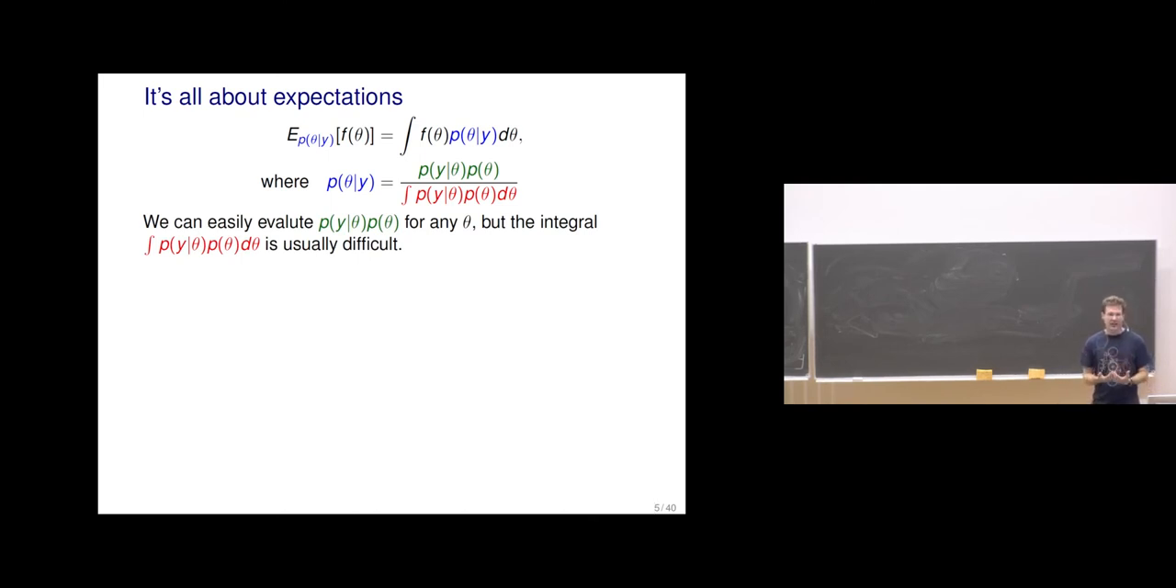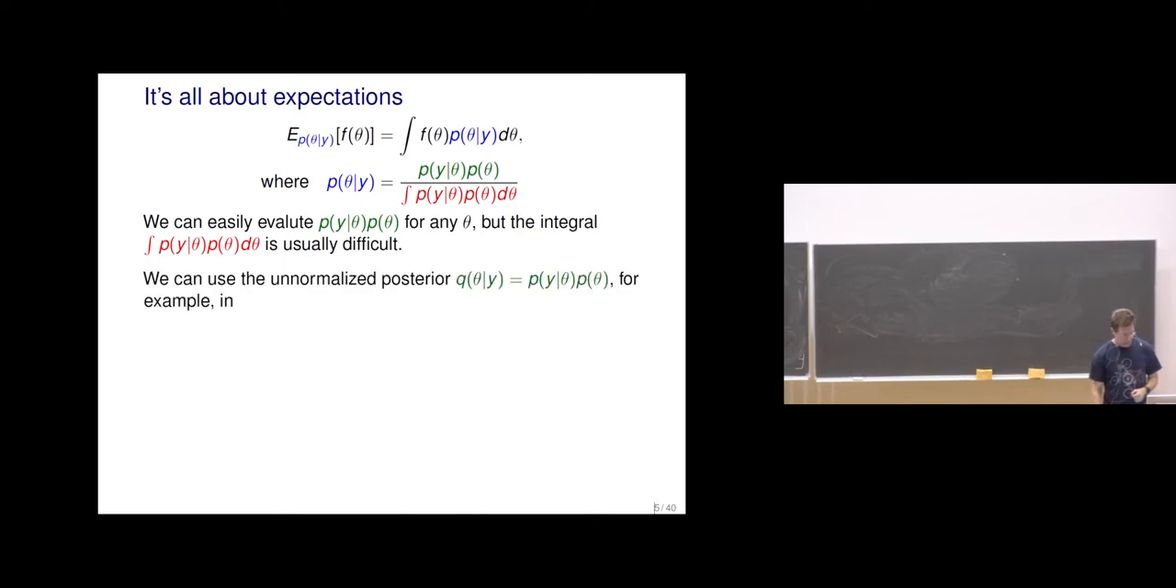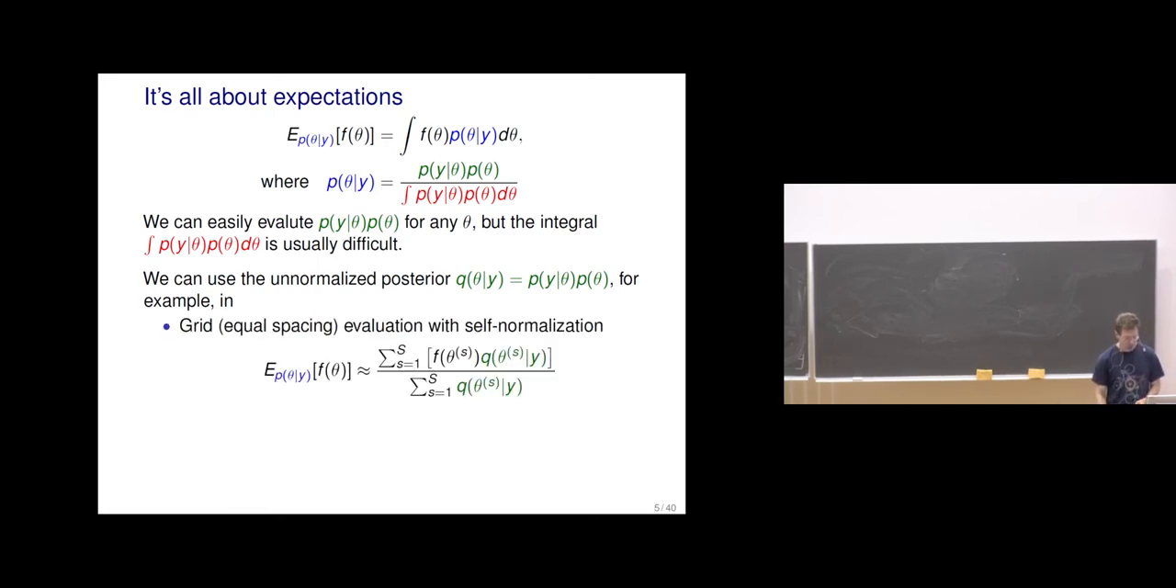There are of course also cases where we are using, for example, simulation models where it's not easy to evaluate these likelihood terms. But in this course, we are only looking at models where we can easily evaluate the likelihood term and prior term for any theta. We just need to decide for which theta values we evaluate it. The red integral is difficult because for that we need to evaluate it everywhere, or we need to have an analytic solution. But the lucky thing is that we can use the unnormalized posterior.